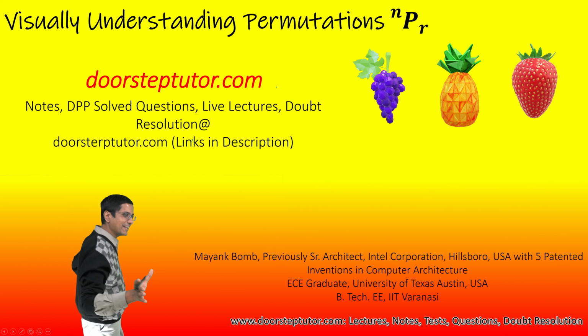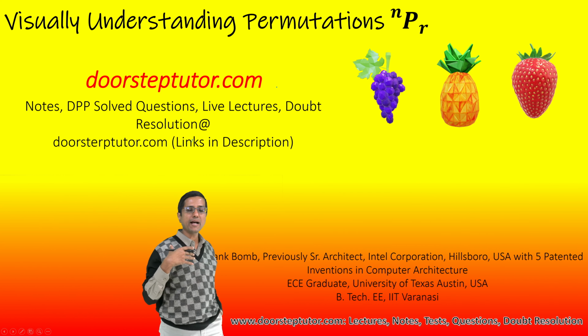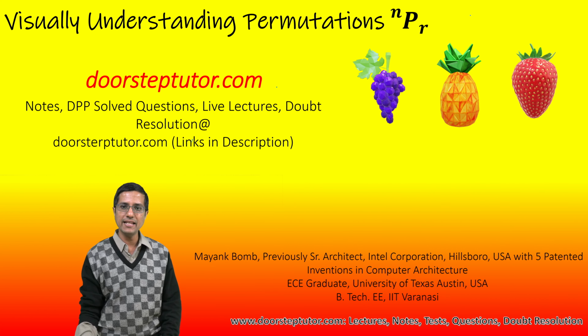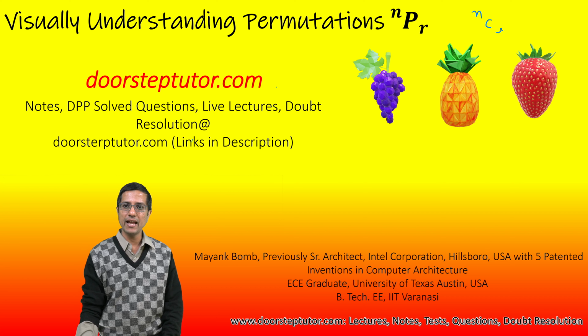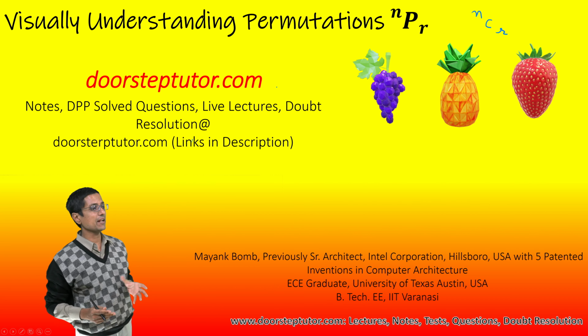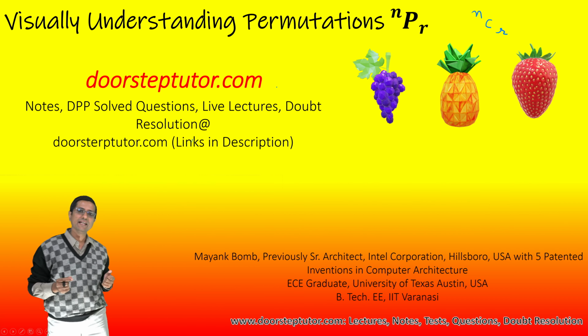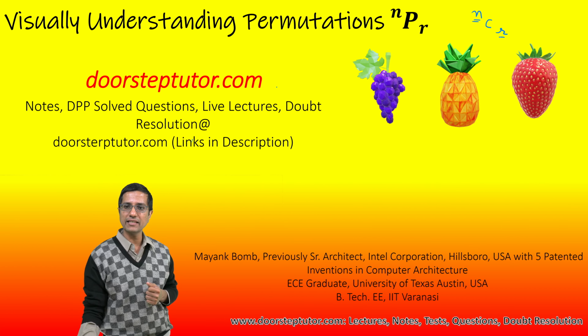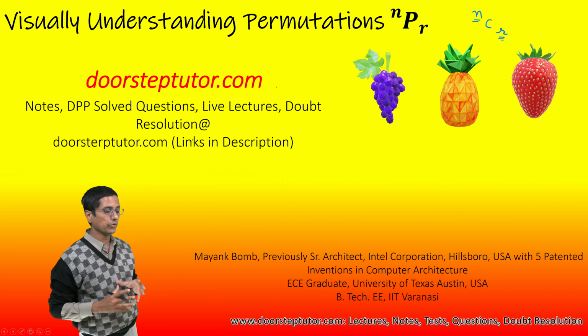Previously, we had already understood what we mean by combination. So we have understood the meaning of the term nCr, okay? And as we had studied then, nCr means that we are taking from a total of n things, a total of r things, and the order of those things was not important.